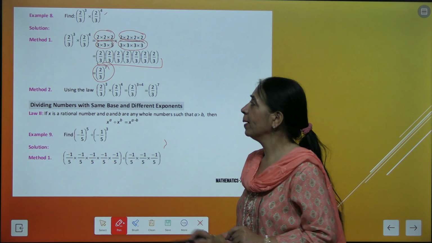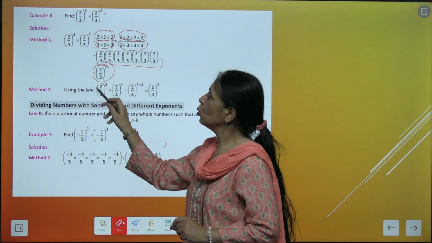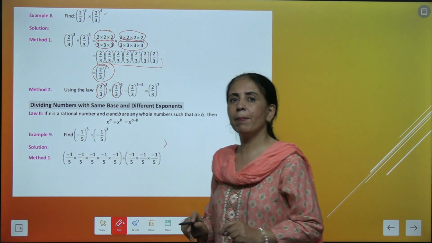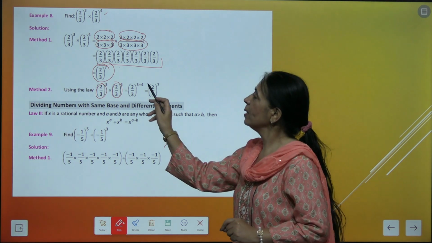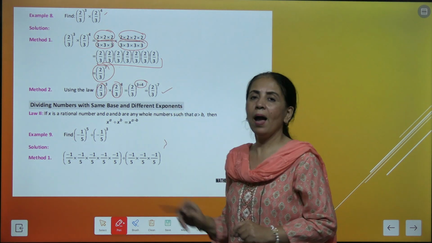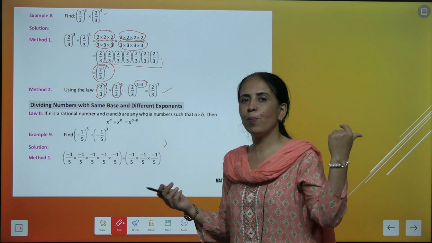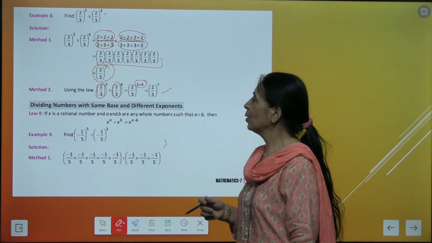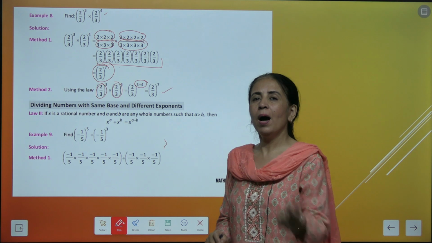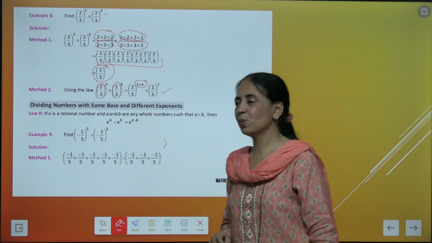Coming to second method, जो simple method है, 2 upon 3, 2 upon 3 बेस सेम है, पावर्स आर डिफरेंट, तो हमने सिंपली पावर्स को ऐड किया and we get the answer so promptly, isn't it? तो जब भी वर्क जल्दी करना हो हम laws of exponents को यूज करेंगे.